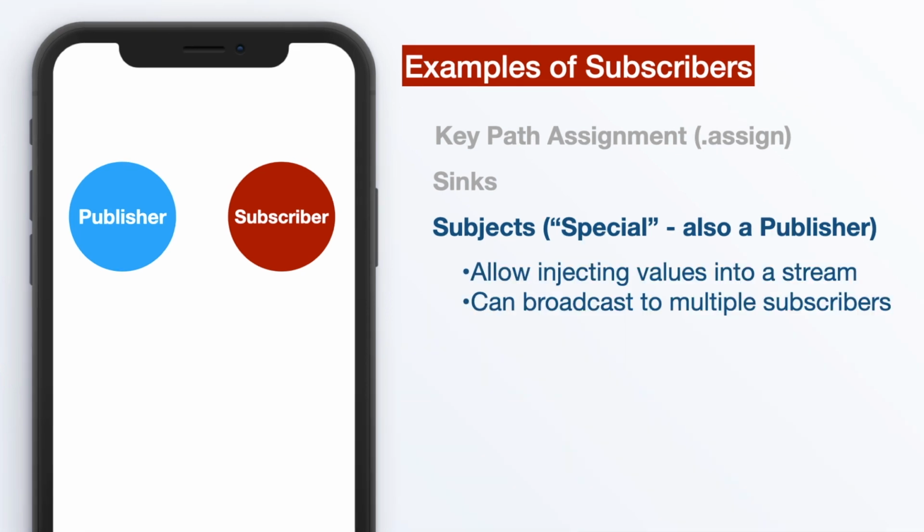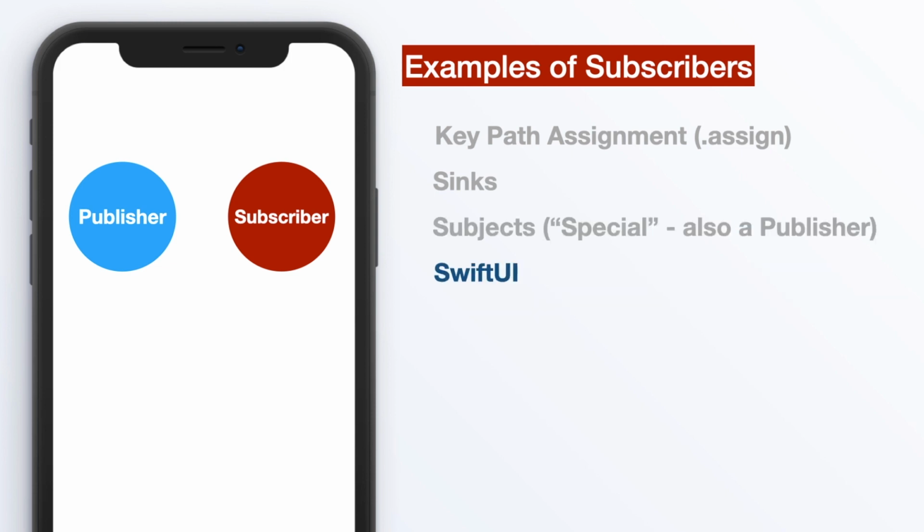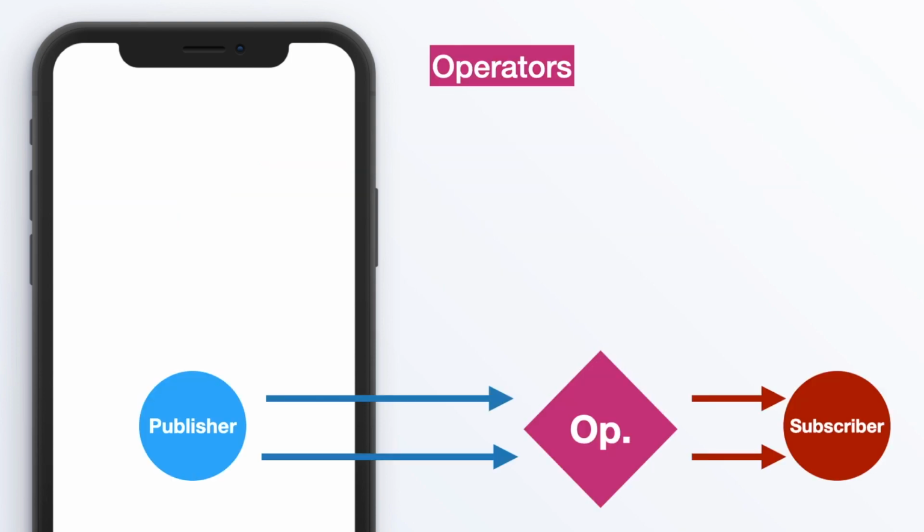Now, subjects in general are quite handy because they allow injecting values into a stream, as you've seen in the example, but they can also be used to broadcast values to multiple subscribers. So you could have multiple subscribers listening to that one subject without any issues. Now, SwiftUI also uses subscribers heavily, and we will have a look at it later in our live demo as well. Now, there's one more concept we have to understand, and that is the concept of operators. Operators are between the publisher and subscribers.